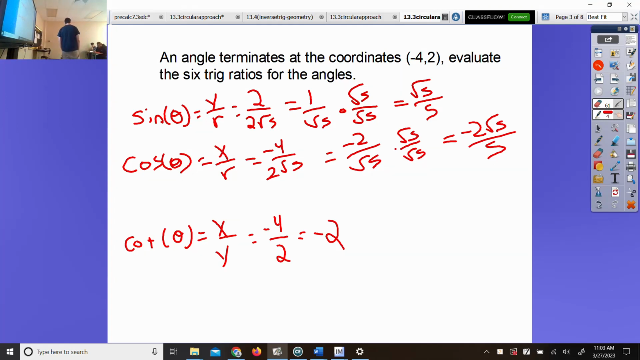Circular approach is not hard. It's probably easier than SOHCAHTOA. Yeah, but you don't have a triangle that you're drawing. A lot of kids can't do opposite over adjacent. I'm not sure why, but a lot of kids can't. Circular approach requires memorization. That's what it requires.